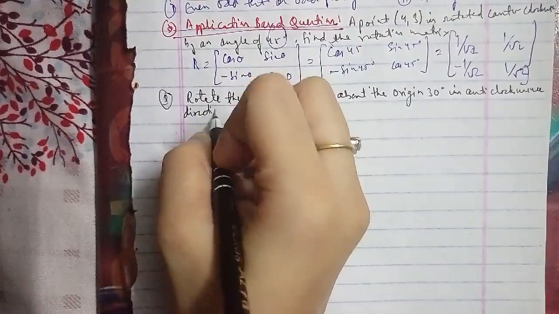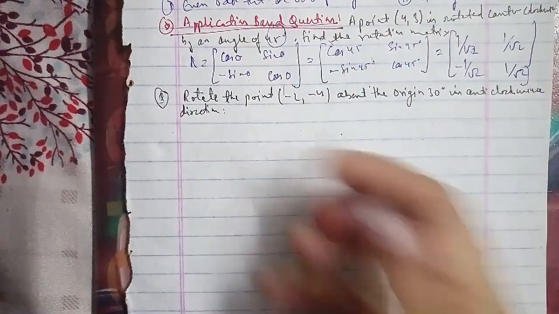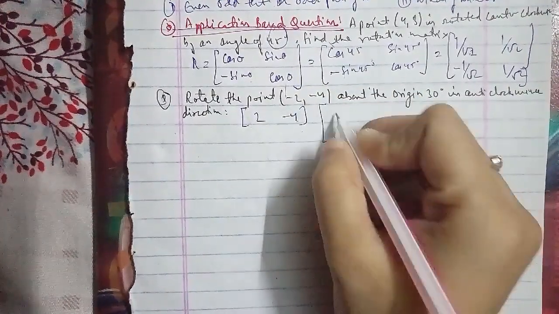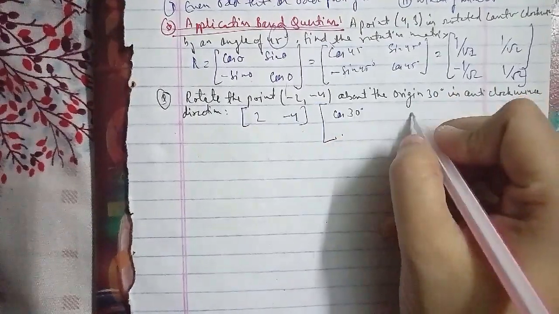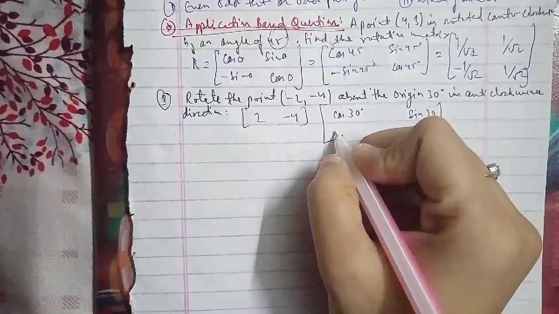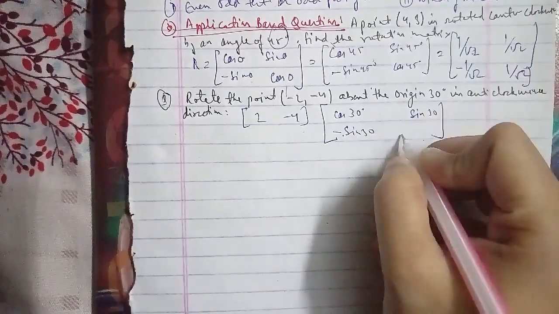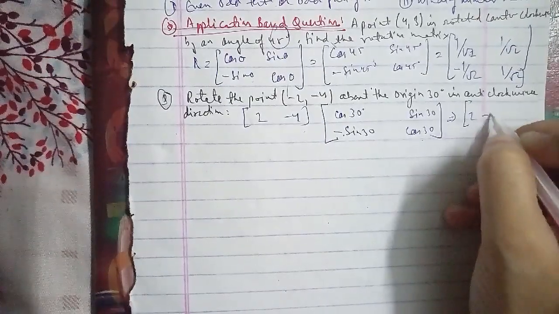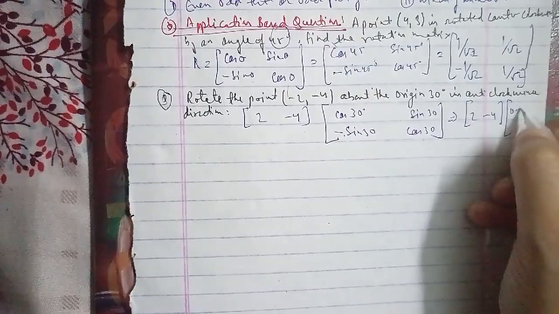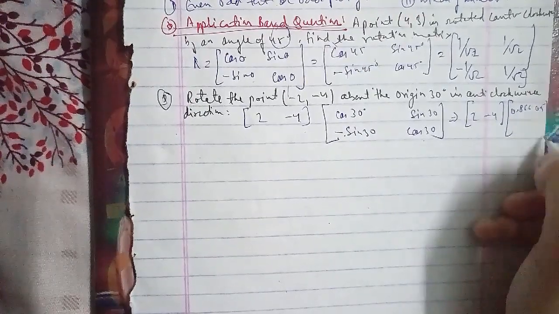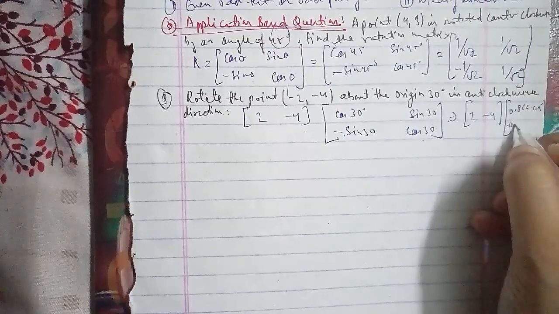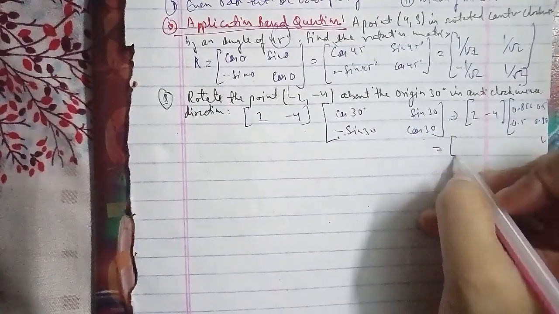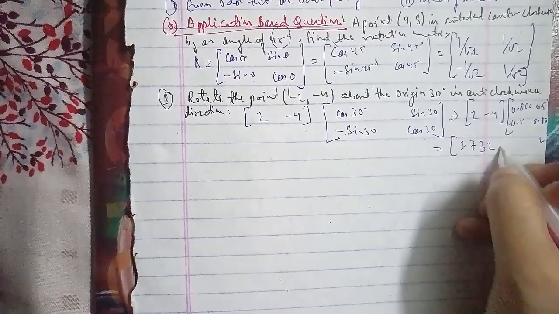So with this we have here, that is minus 2, minus 4, multiplied by cos 30 degree, sin 30, minus sin 30, cos 30, that is 0.866, 0.5, then minus 0.5 and 0.866. So the conclusion we have is 3.732 and minus 2.464 as well.